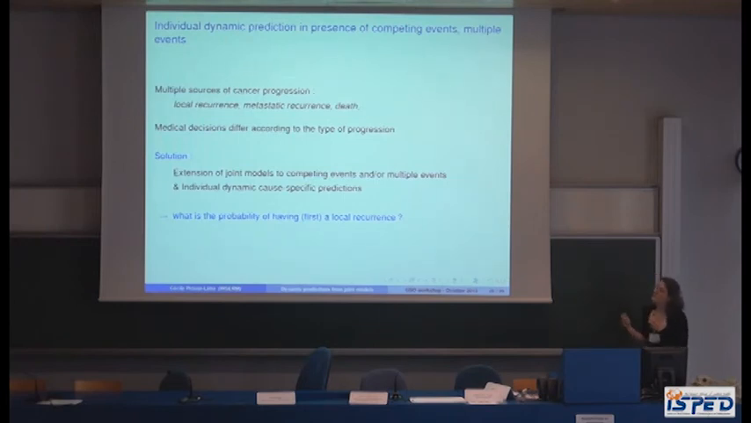And the problem is that the clinical decisions may differ according to the type of progression. So we may not want to take a composite event and evaluate the prediction of progression that way. We may want more to distinguish between those different types of progression. And to do that, well, the solution is to extend the joint models to include some competing events and multiple events. And then we can provide some individual dynamic cause-specific predictions.